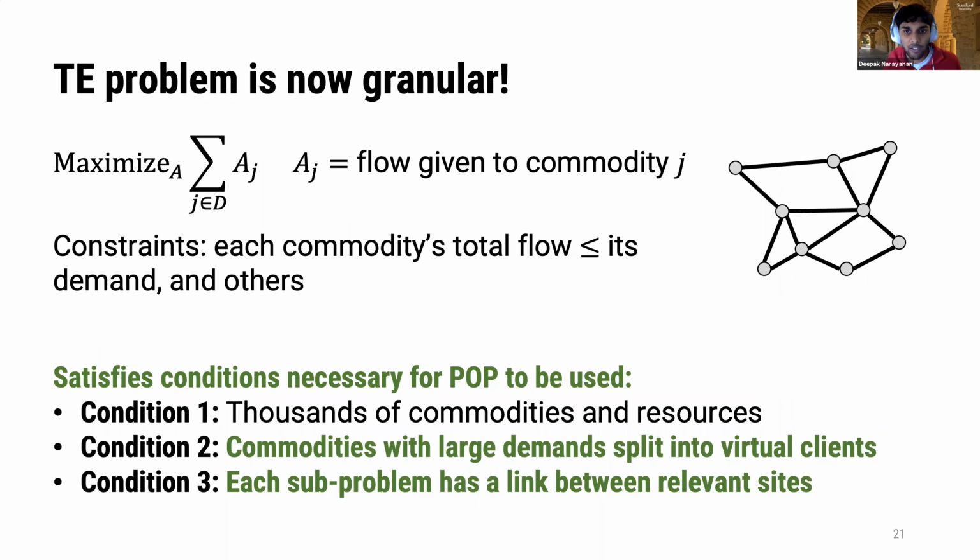Large problems have thousands of commodities and resources. And by splitting commodities with large demands into smaller virtual clients, each client in the POP problem requires a small fraction of the total resource pool. Additionally, with resource splitting, client resource fungibility is now also respected, since each client has multiple copies of the same link to choose from, and each client has equal preferences for each of these copies.